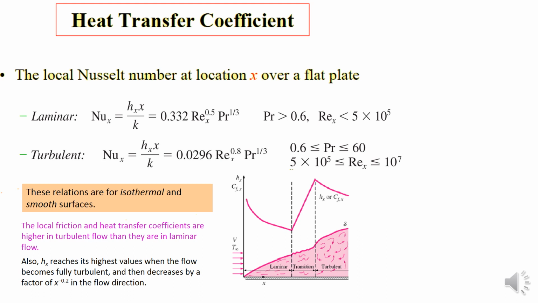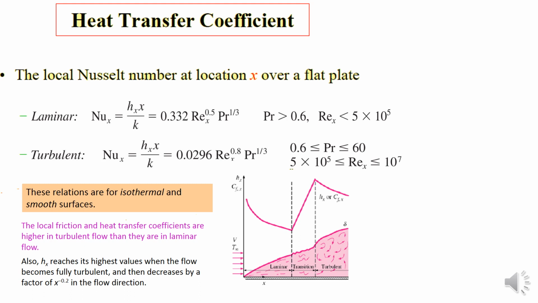Going to the next step, which is the heat transfer coefficient, we can calculate the value of h, which is the convection heat transfer coefficient, from the local Nusselt number at location x over a flat plate. So you can see here for the laminar flow we have the Nusselt number at distance x equal to h_x times the distance x divided by k. h here is the convection coefficient for the flat plate, and k is the thermal conductivity of the fluid.